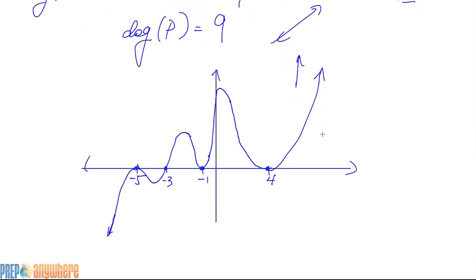Some teachers care a little bit about how high this goes up, but you really can't calculate it. If they want you to plot it more carefully, you have to use your calculator and plug in some random value in between -3 and -1 and see how high it goes up.